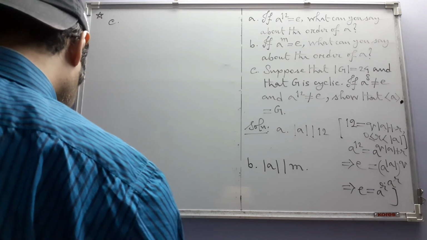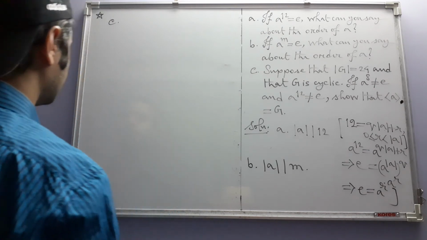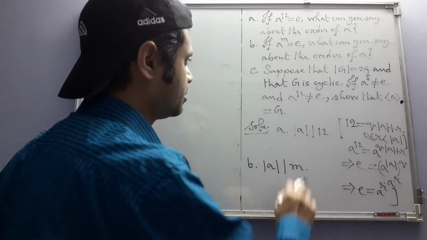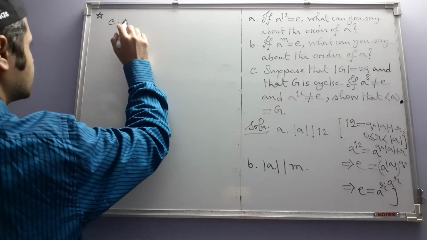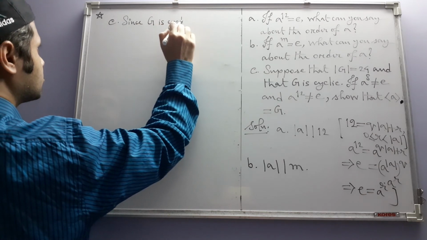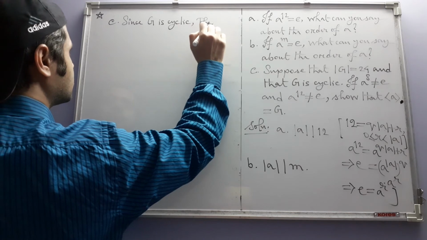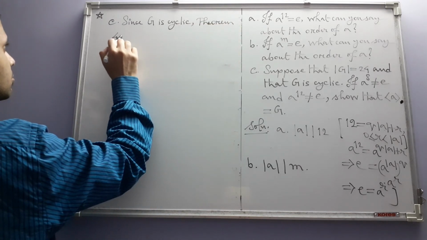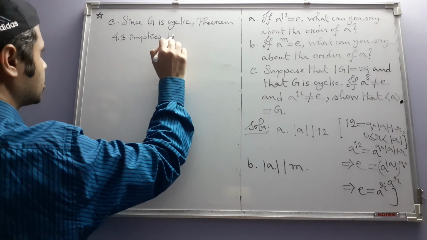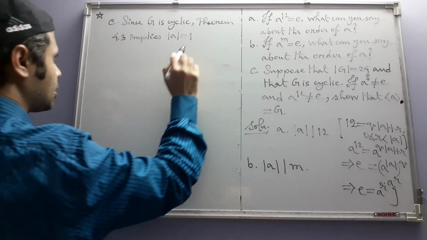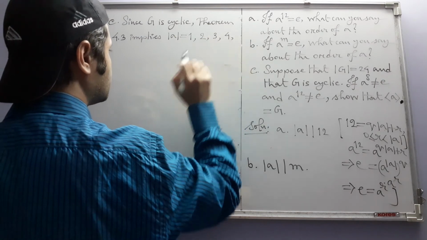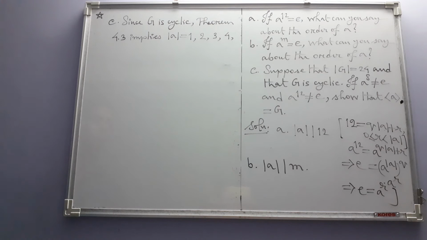And for this, again we can use theorem 4.3. And we are able to use theorem 4.3 because G is cyclic. Since G is cyclic, theorem 4.3 implies that the order of an element is either 1 or 2 or 3 and so on, for all the positive divisors of 24.